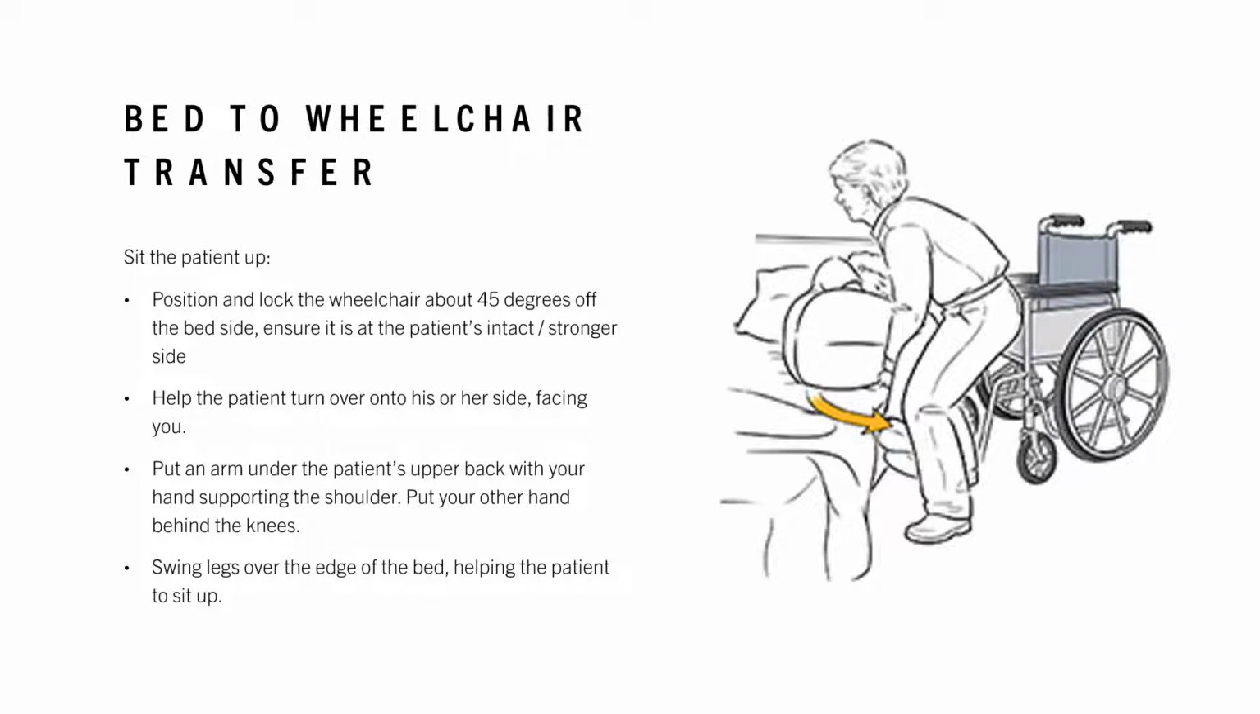Help the patient turn over onto his or her side facing you. Okay. Put an arm under the patient's upper back with your hand supporting the shoulder and put your other hand behind the knees. And swing the legs over to the edge of the bed, helping the patient to sit up using the leverage lah. So while you're using the legs as a leverage, you can prop the patient up at the side of the bed.